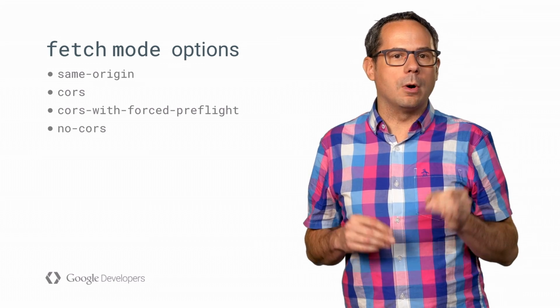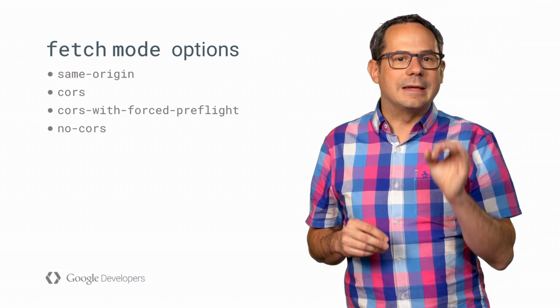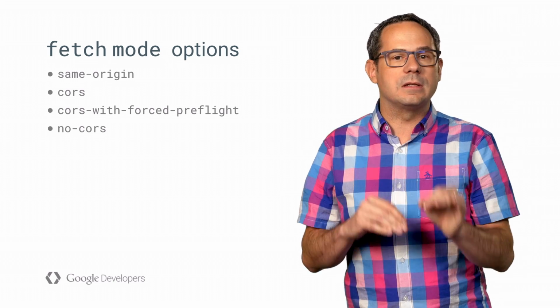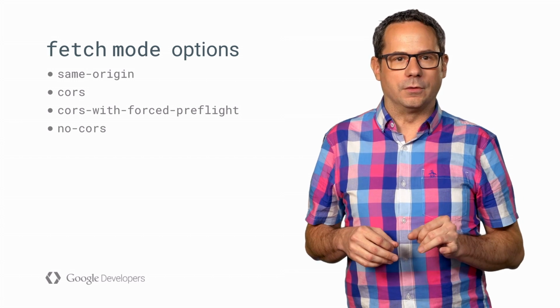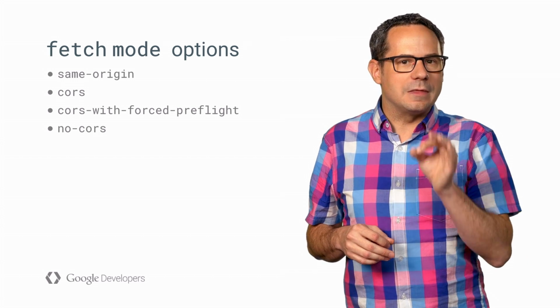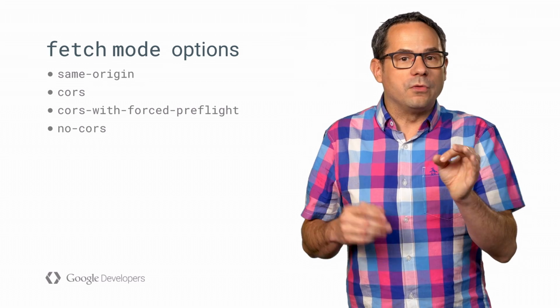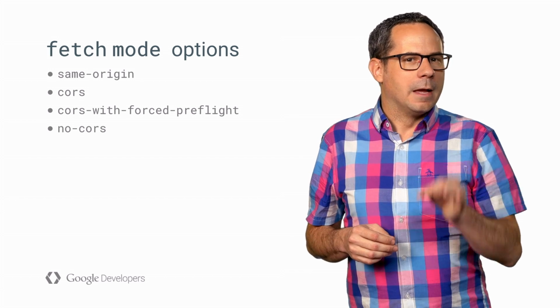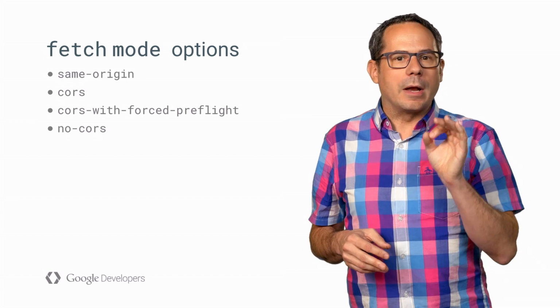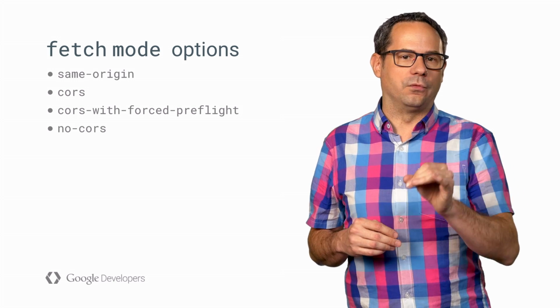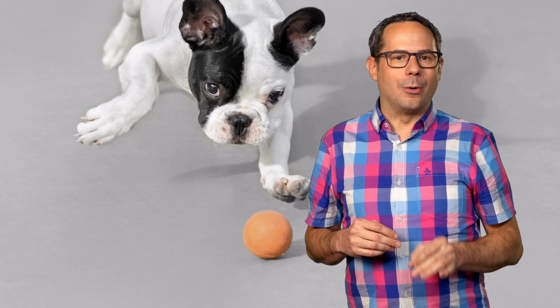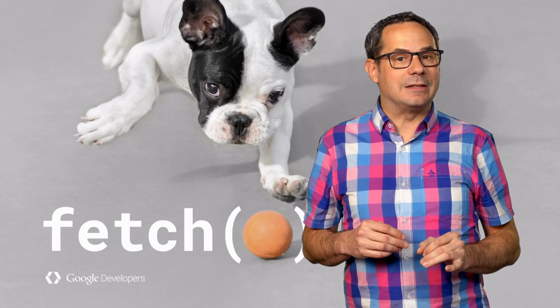But there's also a mode: no-cors to get data from a server that doesn't support CORS, but this results in an opaque response. You won't be able to read the data returned or view the status of the request. This might seem odd, but when caching results in a service worker, this is a very helpful feature. There you go. Fetch is pretty easy to use.